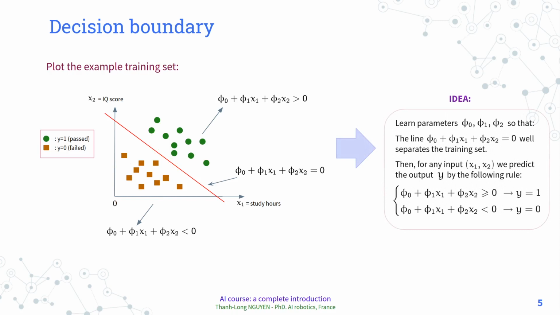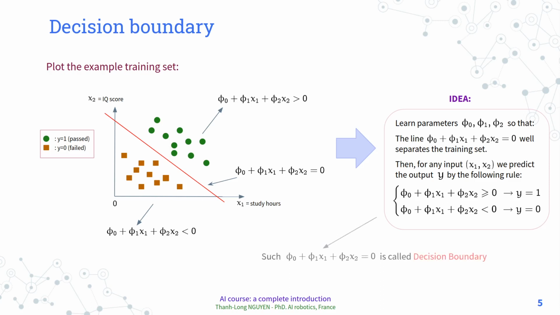We first learn the parameters phi0, phi1, and phi2 such that the line phi0 plus phi1x1 plus phi2x2 equals 0 well separates the training set, as shown by the figure on the left. Then, for any input x1, x2, we predict the output y by the following rule. If phi0 plus phi1x1 plus phi2x2 is greater than or equal to 0, then y is predicted as 1. In the opposite case, y is predicted as 0.